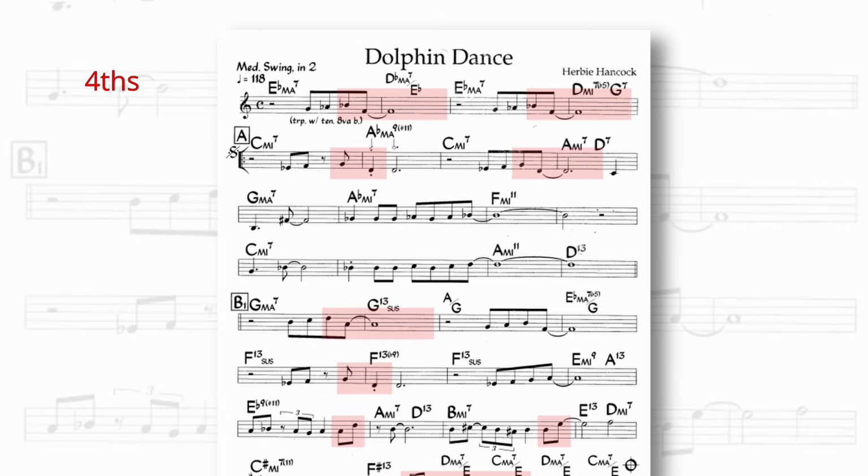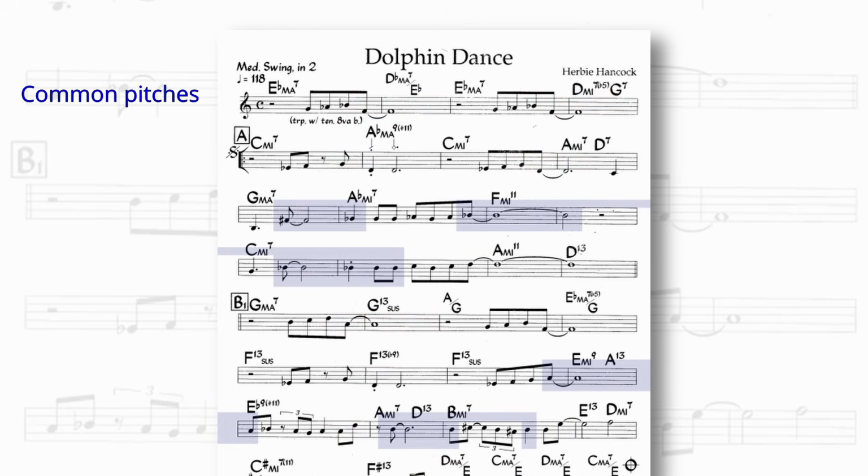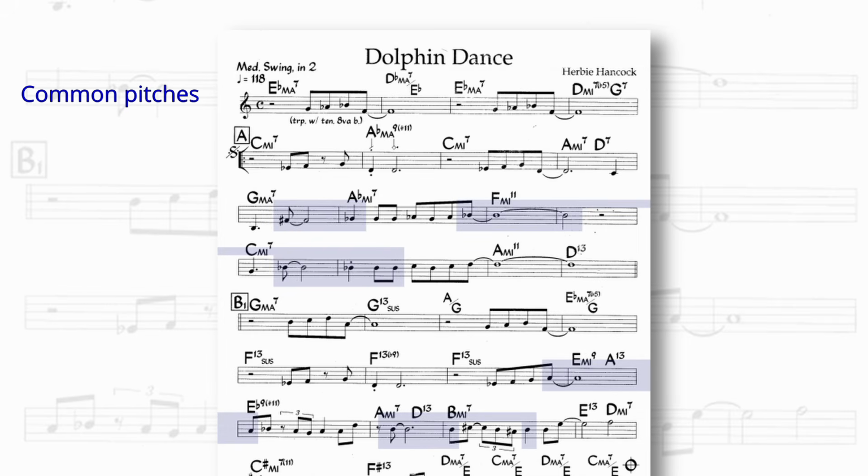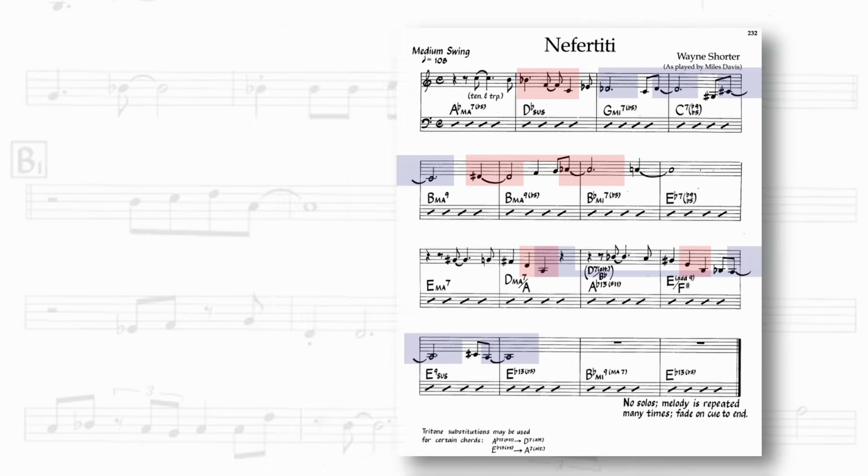As a side note, there is substantial use of common tones to pivot between interesting chords in Dolphin Dance. This is a technique I talked about in my video, How to Write Modern Chord Progressions like Wayne Shorter. Check that video out if you haven't seen it already. Wayne utilised common tones in Nefertiti as well.